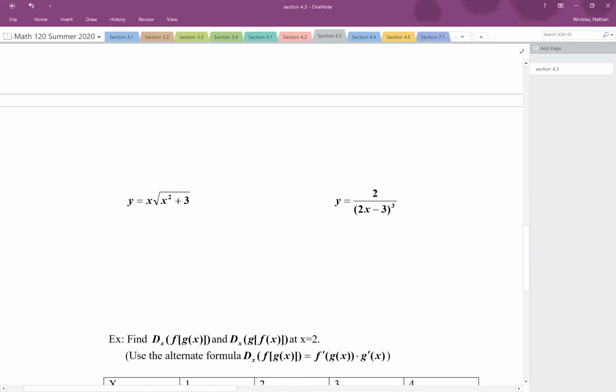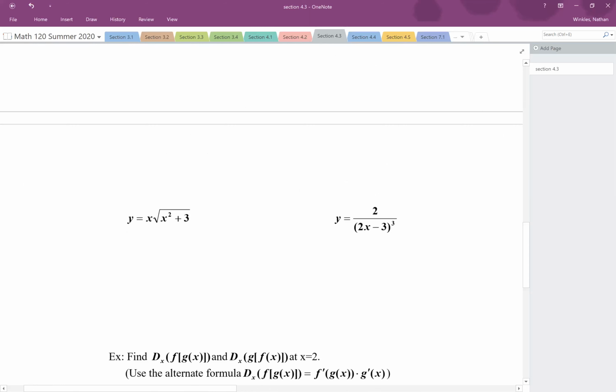So on these two, we're just finding the derivatives. For this one, we have a product rule. So y prime equals the derivative of the first one, which is just 1, times the square root of x squared plus 3, plus x times the derivative here, which is 1/2 times x squared plus 3 to the negative 1/2 times 2x.